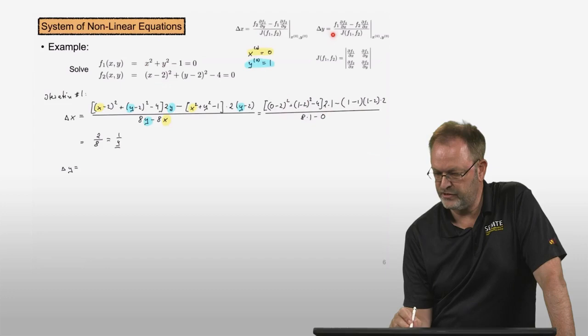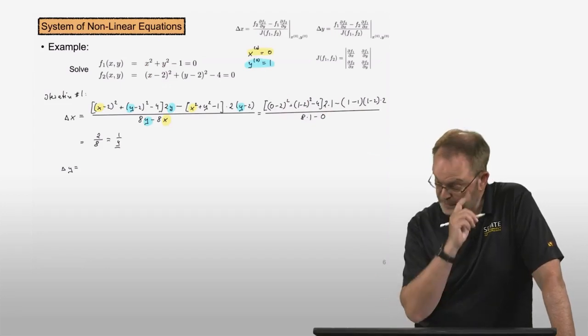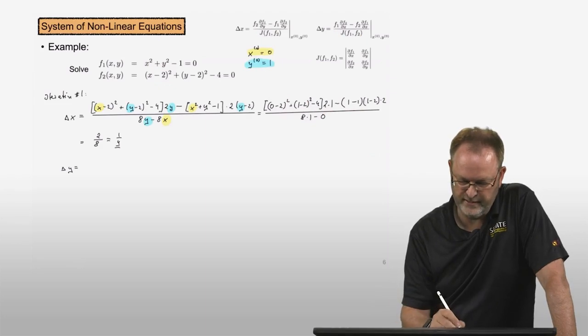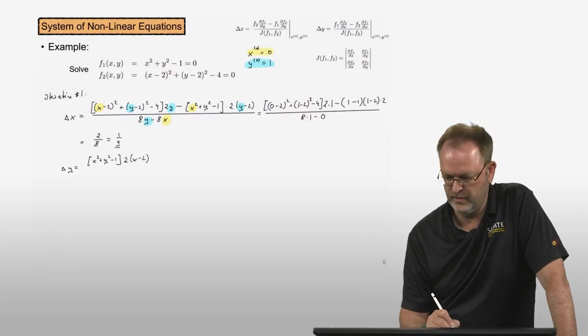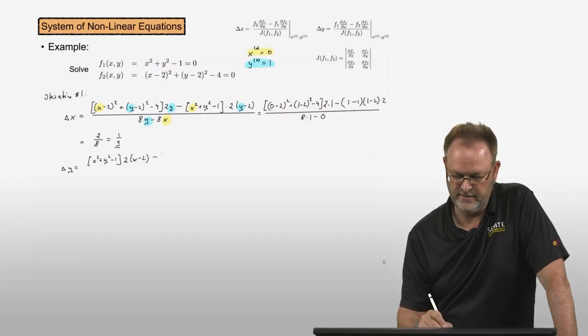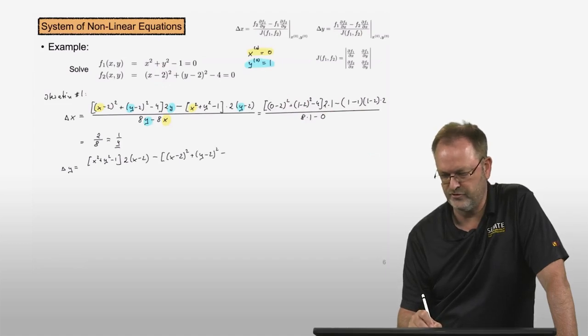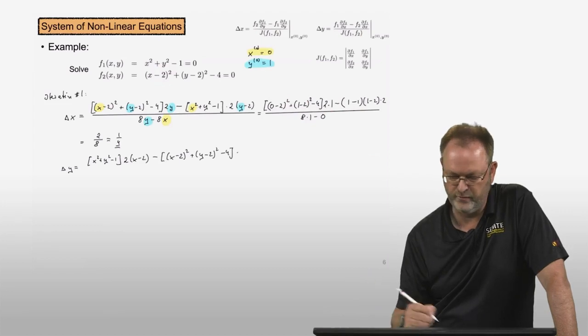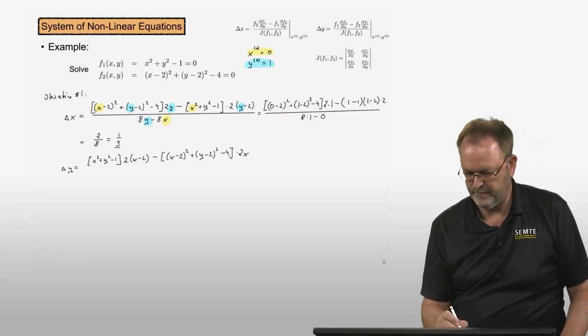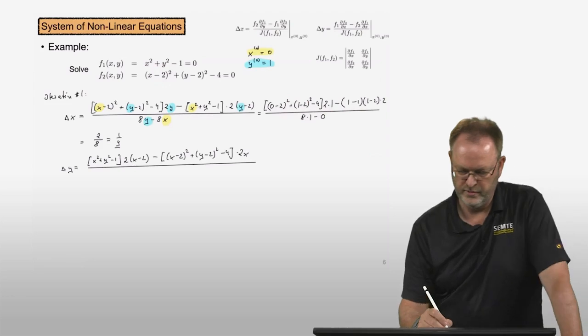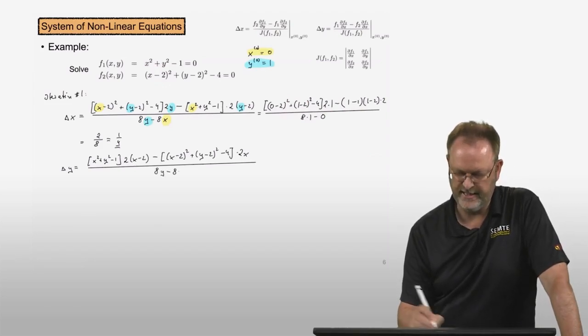Now the delta y is given over here. I just need to substitute in the functions and their partial derivatives. So it says delta y is equal to f1, which is x squared plus y squared minus 1, times df2 dx, that was 2 times x minus 2, minus f2, so minus x minus 2 squared plus y minus 2 squared minus 4, and the entire thing times df1 dx, so that's times 2x. And then we divide this again by the Jacobian, which was 8y minus 8x.